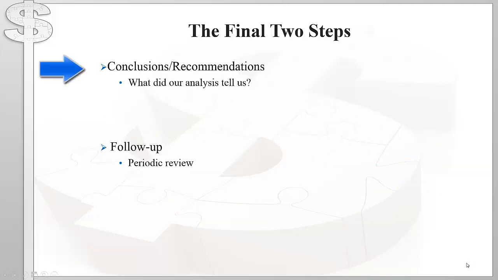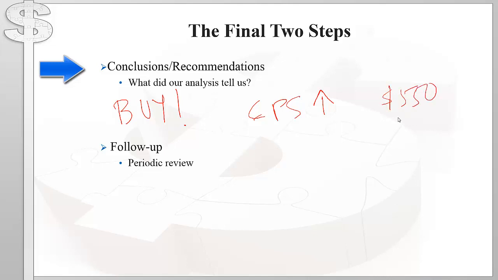The next step is to convey the findings of our analysis through our recommendations and conclusions. In the example of Apple, where the intrinsic value was $600 and the market value was $550, our investment conclusion would be that the stock is a buy. We might also talk about the earnings projection. We might say that we expect the earnings per share, EPS, to go up in the future, and that we expect the stock price to further appreciate. We might say that the stock price might go up from $550 to $700.